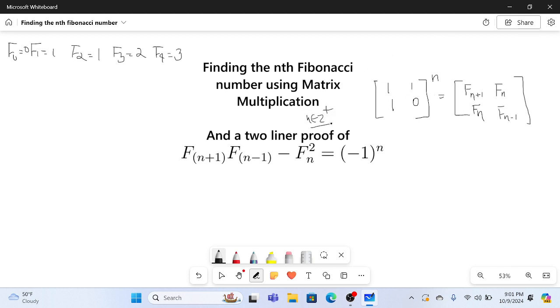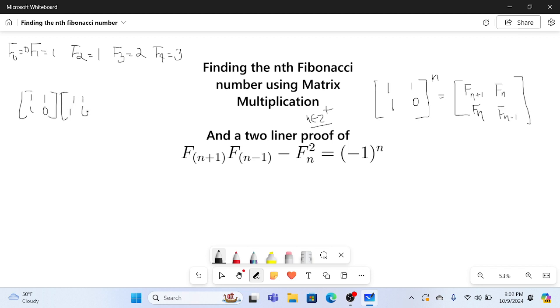Okay, now for power 1, we have [[1,1],[1,0]], and this is [[F(2), F(1)], [F(1), F(0)]]. So F(2) is 1, F(1) is 1, F(1) is 1, and F(0) is 0. So that works. Now let's check for n equals 2. We will also prove this formally later on; we are just getting intuition right now.